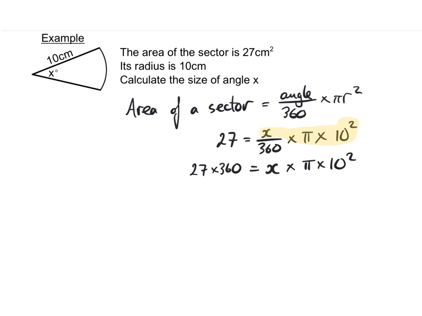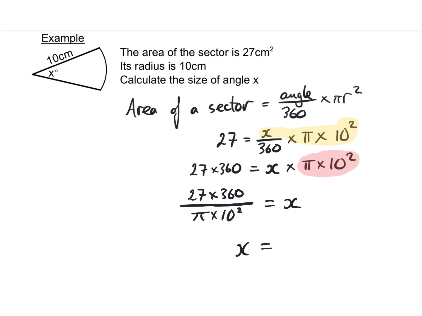Look at what's actually multiplying the x. The x has been multiplied by all of this. So what I need to do here is divide both sides by all of this. Now the left hand side there, that 27 times 360, I'm going to write that as 27 times 360 divided by all of pi times 10 squared, and that will leave me with just x at this side when I divide. I'm then going to turn it around, x equals, and I'm going to type it into my calculator.